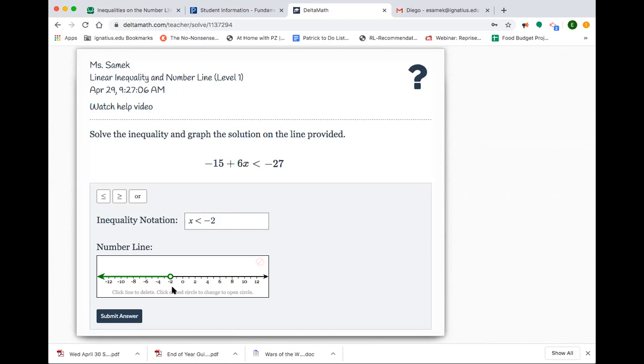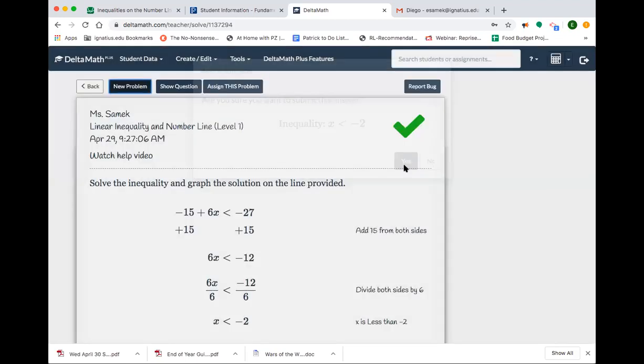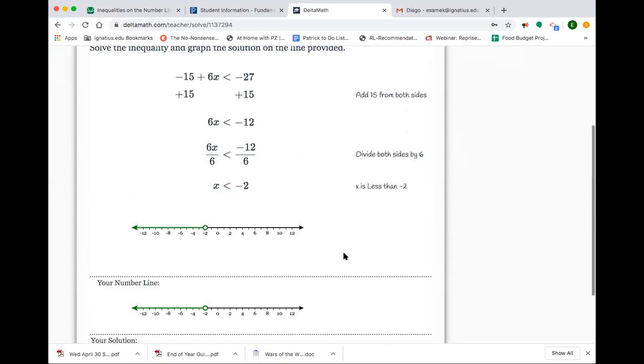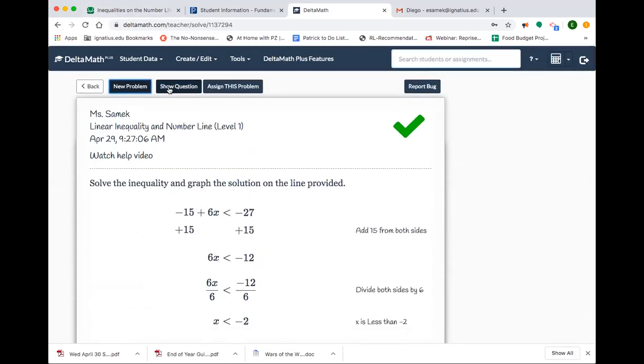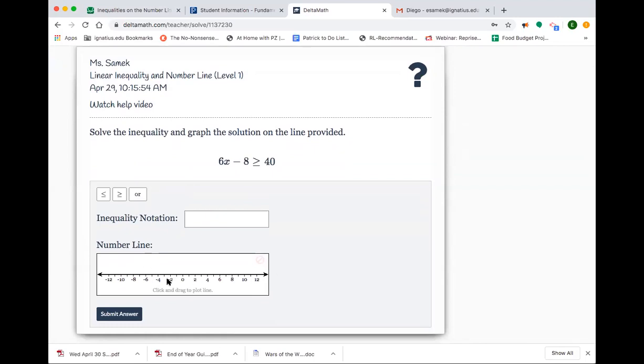If you mess up, you can just click it and it'll delete the whole thing for you. So I click and then I submit. It'll say, are you sure? And I say yes, and then you're good to go. But this number line part, you just got to click and drag, and that's how you put those solutions on there.